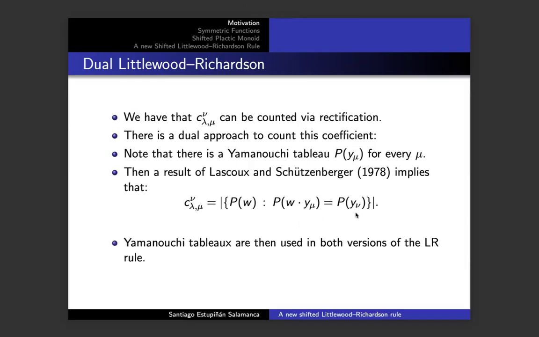And so this gives a dual perspective, and in particular for the Grassmannian, it is possible to obtain a combinatorial rule by taking Yamanouchi tableaux as the targets. So in this case, both in the original rule and in the dual version, you can take Yamanouchi tableaux as targets, and that gives you a combinatorial description.